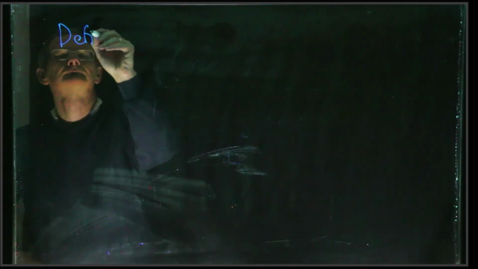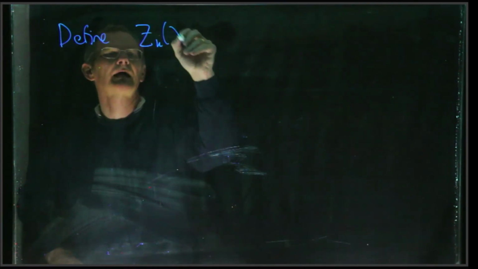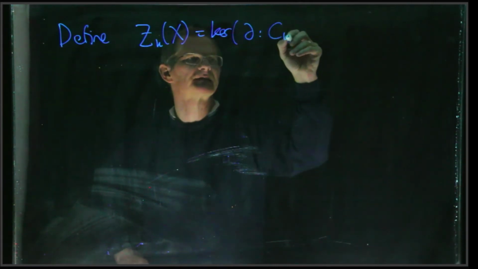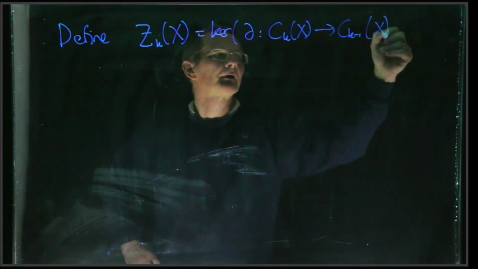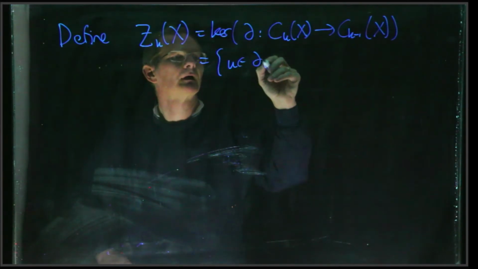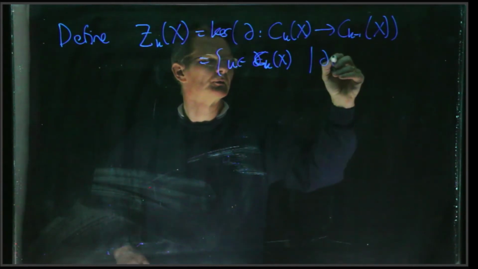So what does it do for us that d squared is 0? It allows us to make the following definitions. We're going to define Z_k(X) to be the kernel of the differential going from C_k(X) to C_(k-1)(X). In other words, that's the set of those u in C_k(X) for which du is 0.